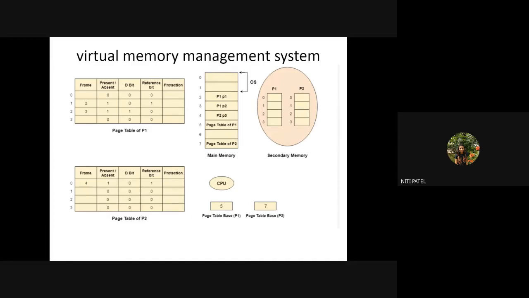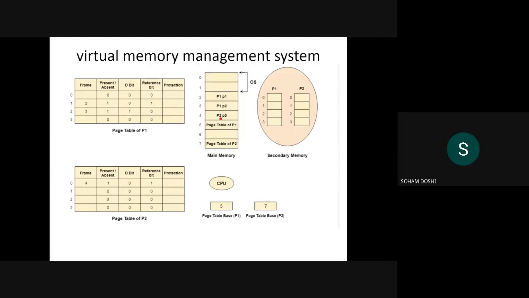Yes, ma'am. Now come to process 2. How many pages are there in process 2? 0, 1, 2, 3. Will I load everyone? No. I will load only the one which I require. So which one is required right now? Page 0. On which frame is page 0? On the 4th frame. So on frame number 4, I have page 0 of process P2. Understanding?